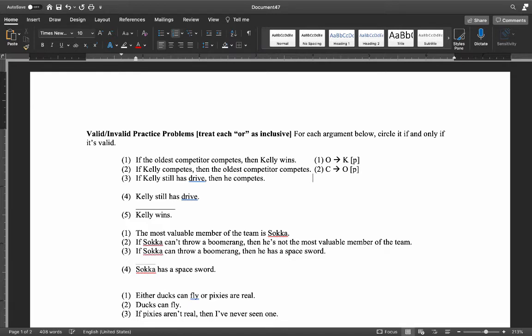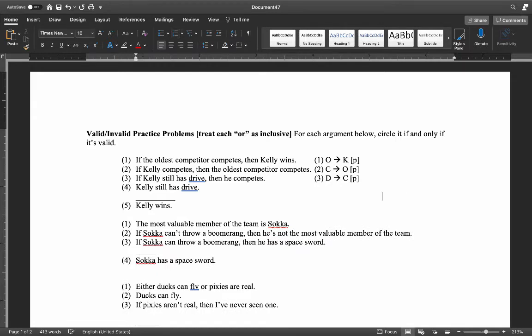And then we come down here to 3, and 3 says if Kelly still has drive, so I'll make that D, then he competes, and he competes with C. So that's P. And now we'll come down here to 4, and we want to make that Kelly still has drive, so that was D. That's a premise. And the question is, can we get to Kelly wins? And the question is, is that a conclusion? And Kelly wins was K. Okay. So the question is, does K follow from these?